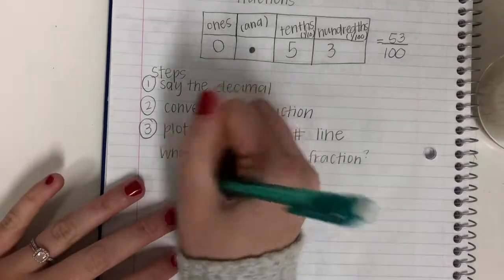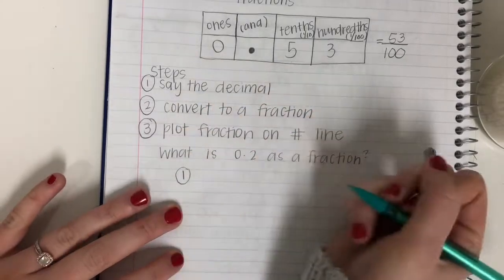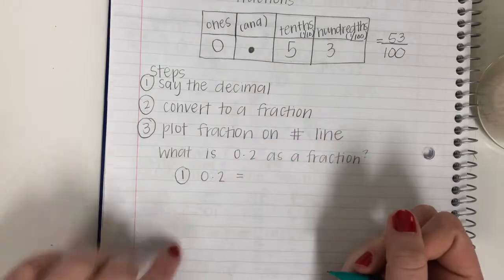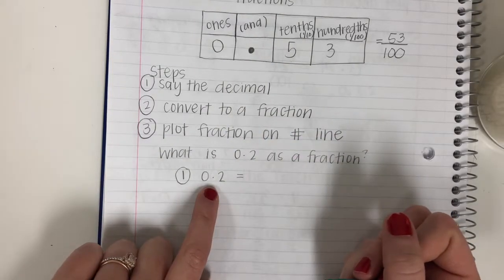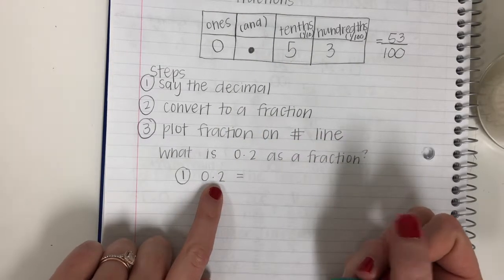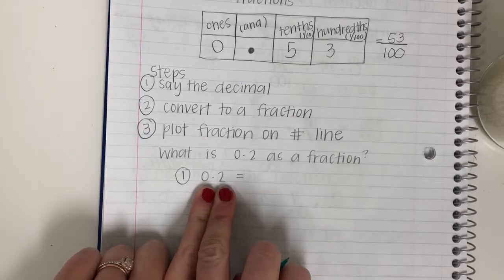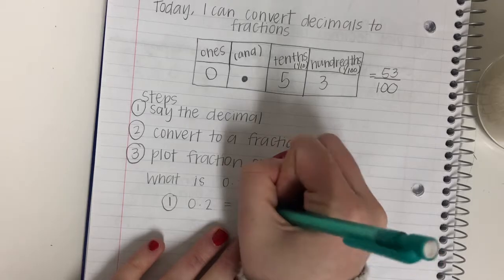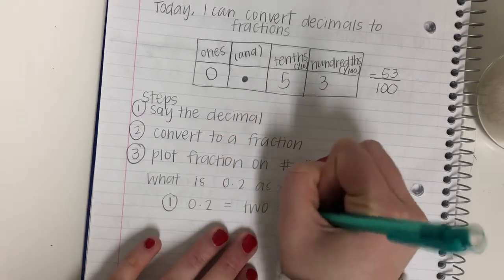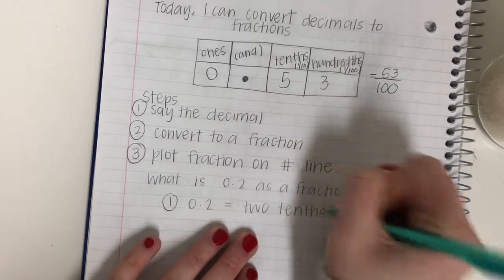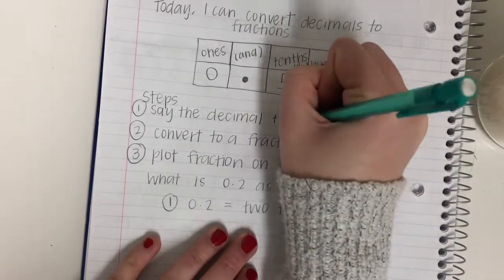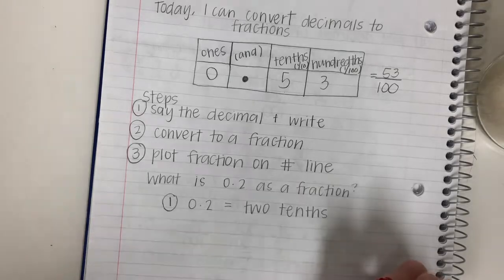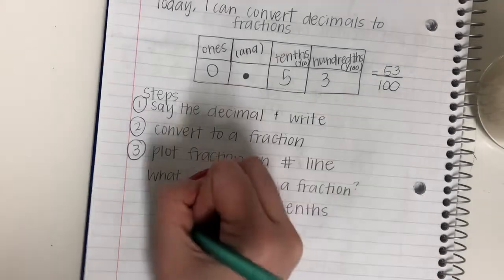Okay, step 1 is to what? Say it. So we can look at this decimal and think, okay, this says 0 and 2, think about our place value chart, 2 tenths. So I would just write 2 tenths. So I'm going to say it and then I'm going to write it. Step 2 is to then convert it to a fraction.